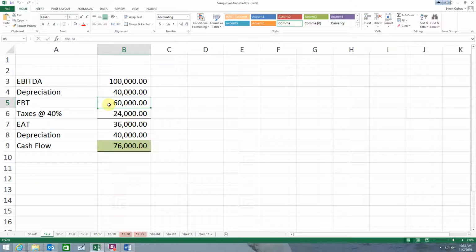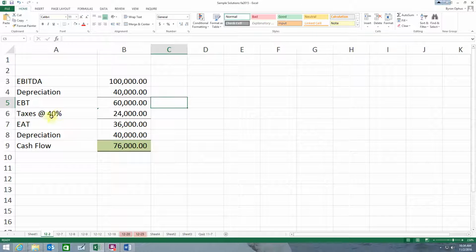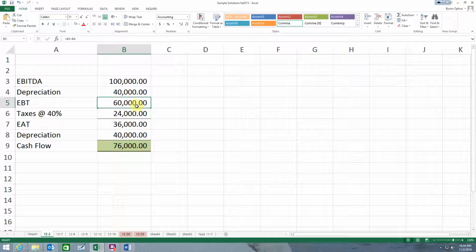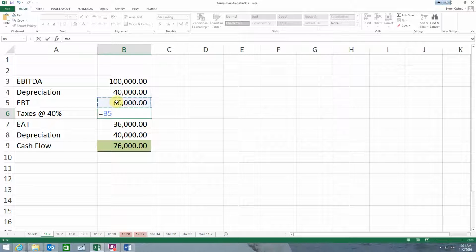Then, to get my EBT, or my earnings before taxes, is simply taking my EBITDA and subtracting my depreciation. So I get 60 grand, right? It's this number upon which I base my taxes, to determine how much taxes I have to pay. So my earnings before taxes are 60 grand. I got to calculate what my taxes are, and it's just equal to my 60 grand times 40%, or 0.40, right? So my taxes are 24,000.